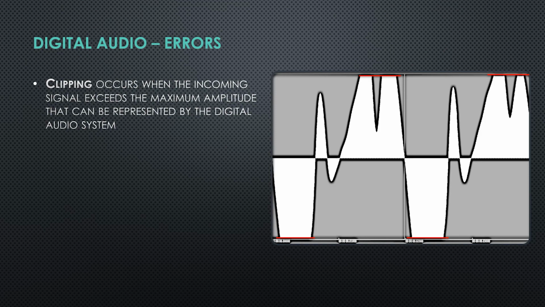Let's talk a little bit about some errors that occur within the world of digital audio, because it's a wonderful system, but it is not perfect. And the first one that we want to discuss is clipping, because this is quite common, especially when people are starting to work with digital audio for the first time. This occurs when the incoming signal exceeds the maximum amplitude that can be represented by the digital audio system. So the image on the right, you can see that there are a few different locations marked in red where we are exceeding that bit depth, right? The sound is louder than the range which we predefined.